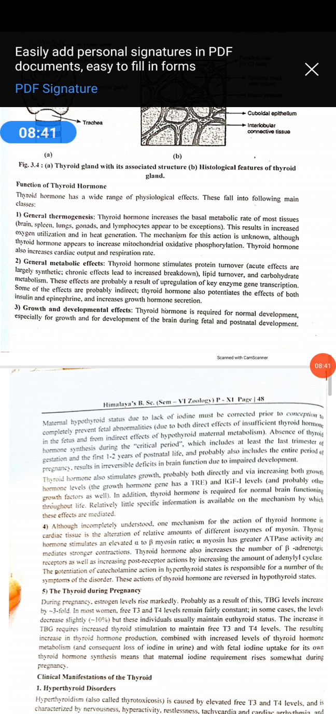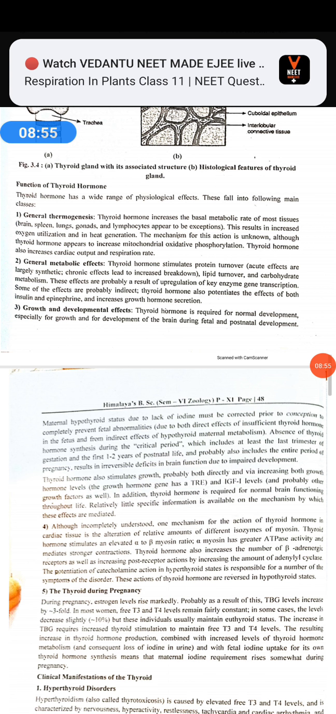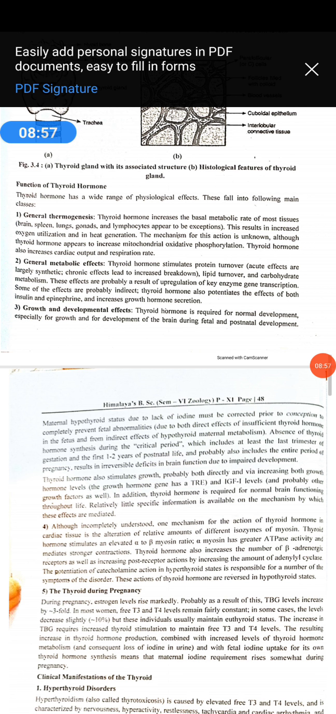What is meant by homeostasis? It means maintaining the stability and equilibrium within the internal condition of our body. So the disorders of the thyroid gland are caused by hypersecretion and hyposecretion of the hormone thyroxine.